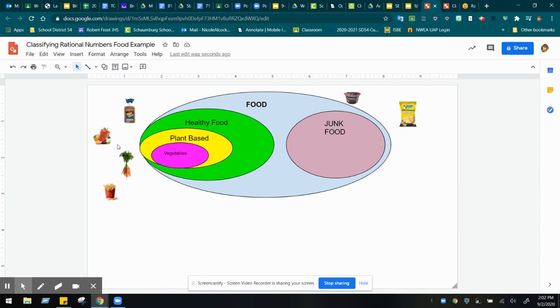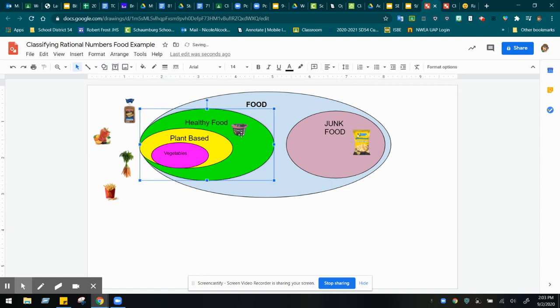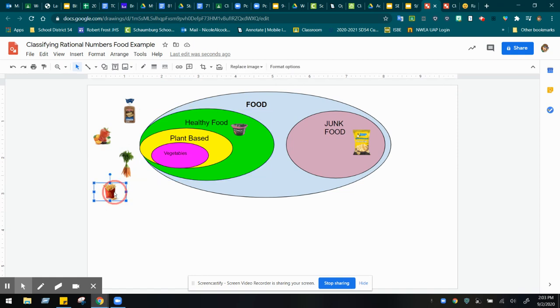If you look around my image here, I have some different types of food, and I can categorize them. Here I see potato chips, and those are a junk food. So this would be categorized as junk food and food. I see yogurt. Now yogurt, I have to decide, is healthy food. And then I have to decide from here if it's plant-based and a vegetable. It is not. So this is a healthy food and a food. Here I see French fries. French fries are a junk food, so they're junk food and food.